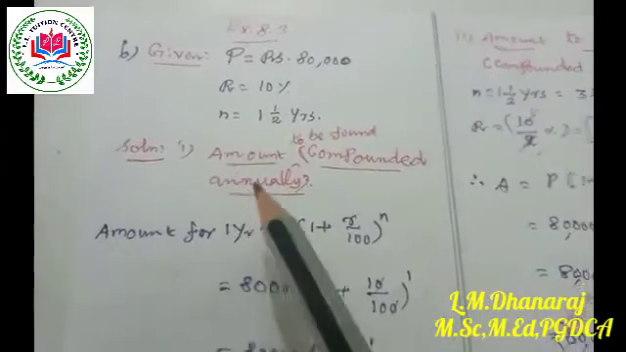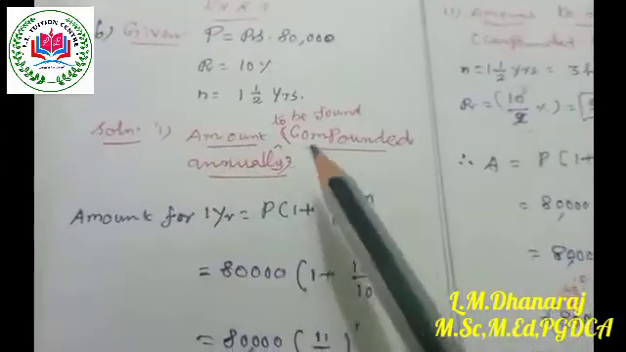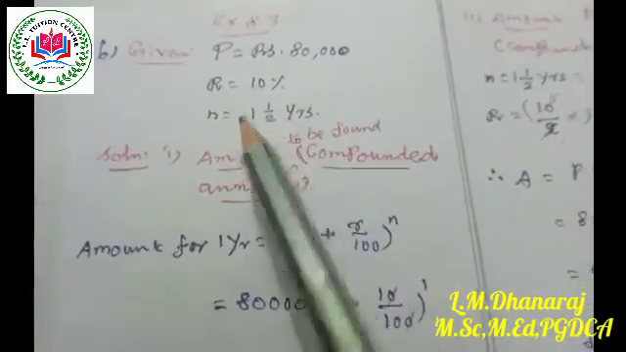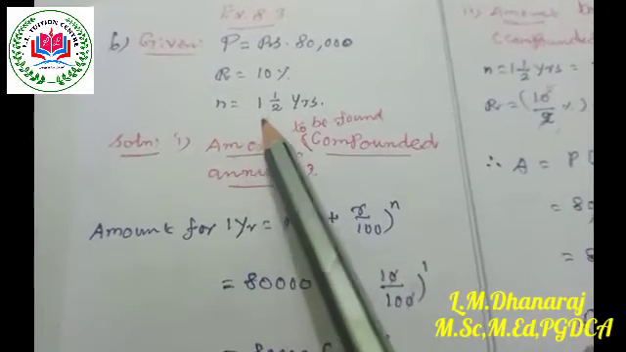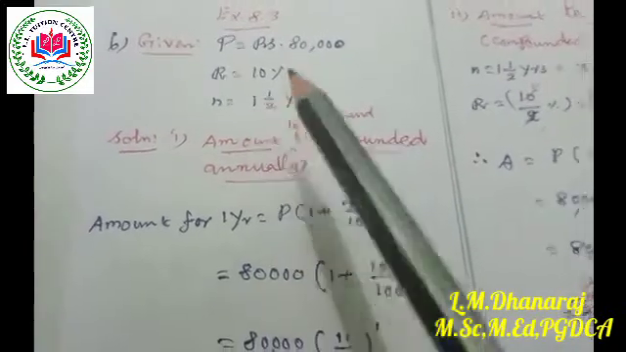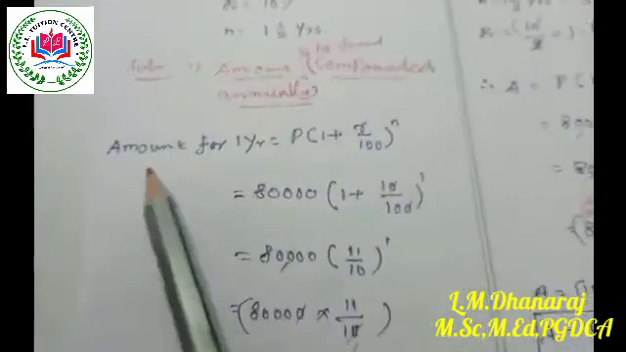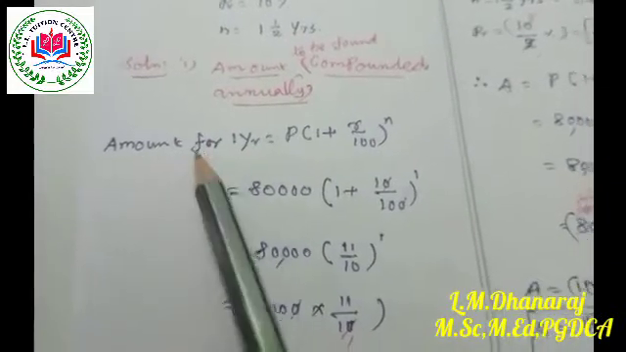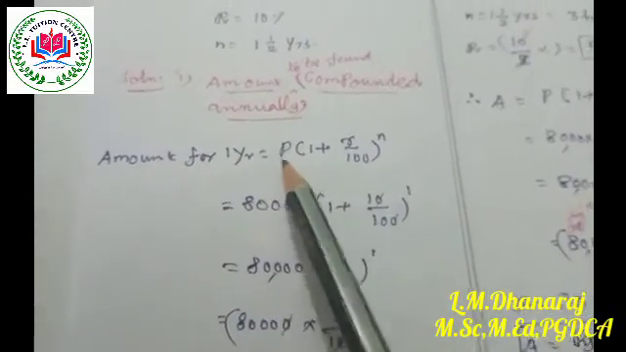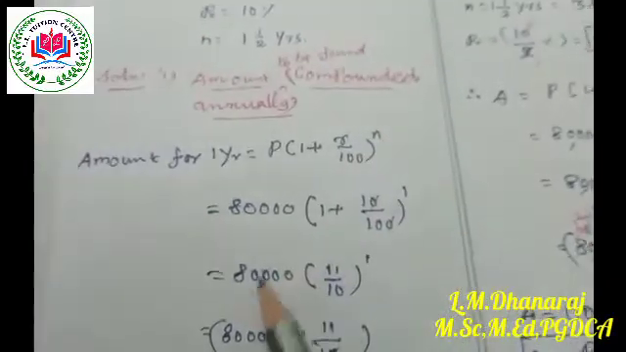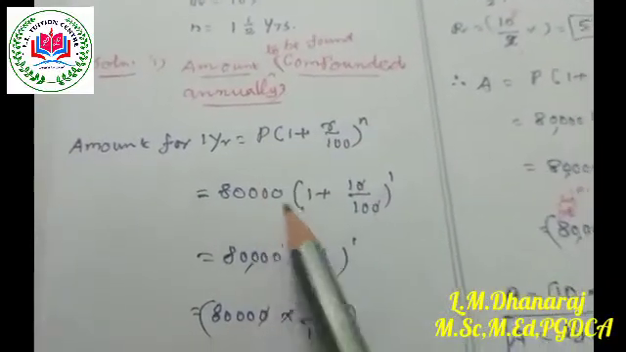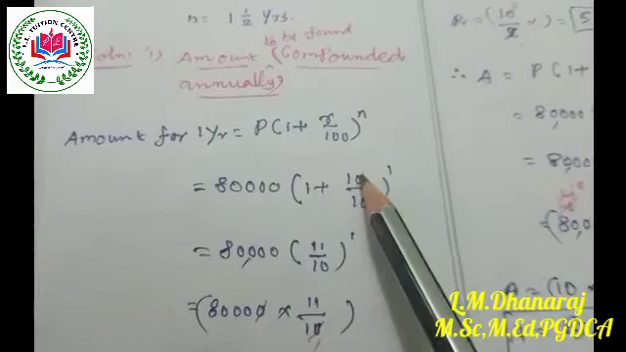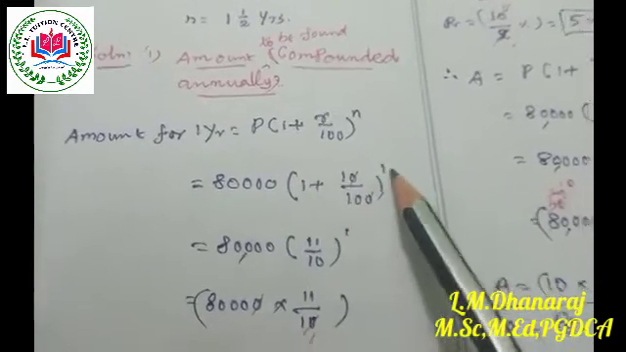Now let us come to the first subdivision. Amount to be found compounded annually. Since n is equal to 1.5 years, annually means we have to first find the amount for 1 year, and then we proceed with the half year. So first let us find out the amount for 1 year. The formula is P into 1 plus R by 100 whole power n. So the principal amount is 80,000 into 1 plus the rate of interest 10 divided by 100 whole power 1.